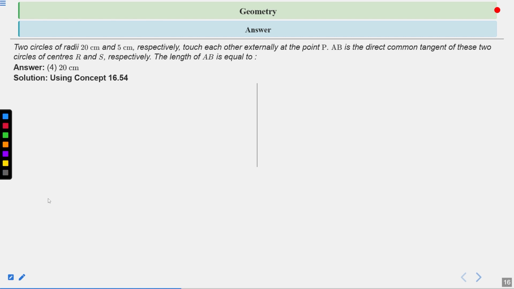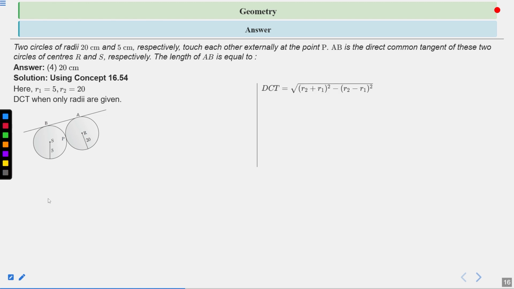Now see the detailed solution using concept 16.54 in this question. R1 we can let be 5 centimeters, and R2 we let be 20 centimeters. Direct common tangent when only radii are given. We can see this diagram where two circles touch. The first circle's radius is 5 centimeters and the second radius is 20 centimeters, and for their direct common tangent we need to calculate the length of AB.